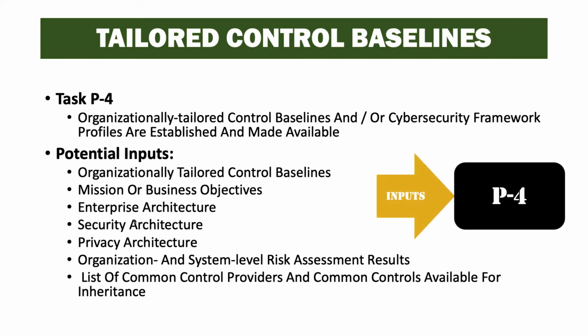Inputs to this task are organizationally tailored control baselines that already exist, mission or business objectives, the enterprise architecture, the enterprise security architecture, the privacy architecture, and organization and system level risk assessment results that were created in task P3, and also a list of common control providers and common controls available for inheritance. So in this task, we're going to create baselines that are specific for systems in our organization. This is a common practice used by a lot of organizations.